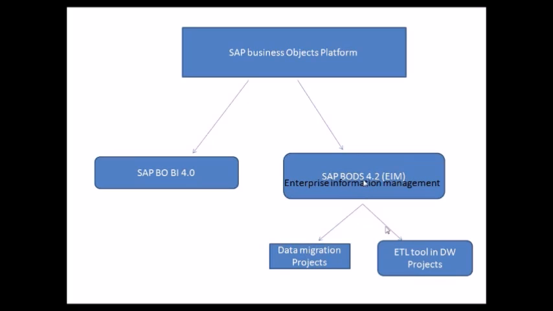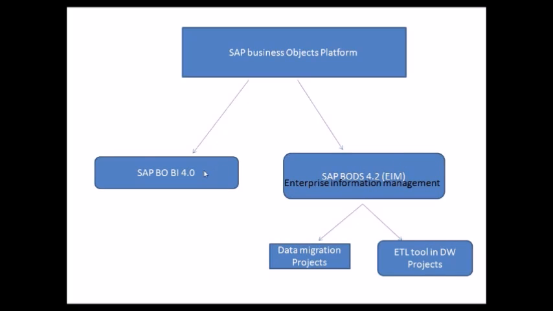I'm sorry, you mentioned two versions, 4.0 and 4.2. Is there any major difference between the two? No, no major difference. See here, SAP BOBI 4.0 was released when SAP BODS was at 4.1, because extraction is one step ahead. Currently in the market SAP BOBI 4.1 is running, but BODS is still at 4.2.